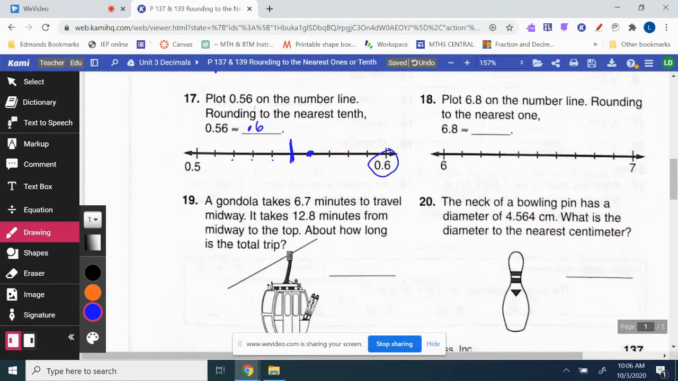Number 19 and 20, they want you to do some rounding for them. So this gondola takes 6.7 minutes. So I know that 6.7 is about 7 whole. And then it takes 12.8, and I know that's about 13 because these numbers are more than 5, I'm rounding up. And then I just add. So it's going to take about 20. And remember that about is your friend. Makes math easier.